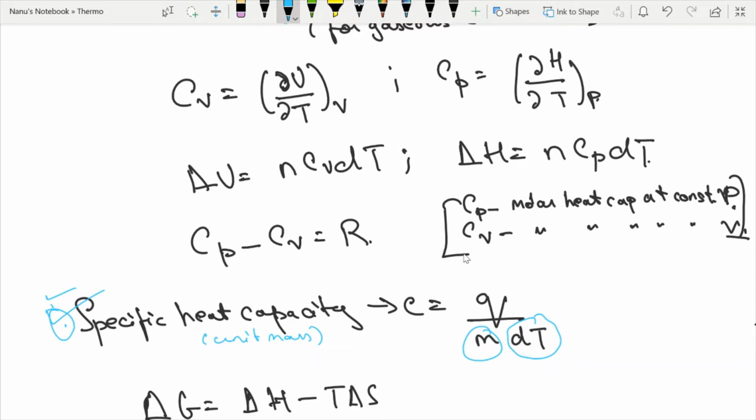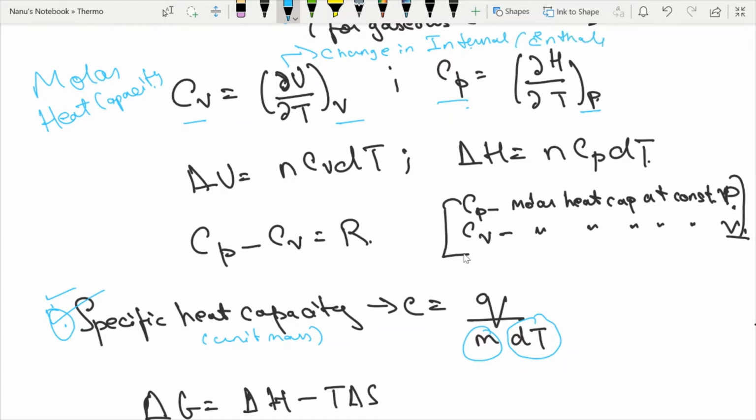But for molar heat capacity, all these Cv, Cp, these are all molar heat capacity, at constant volume and constant pressure. For constant volume we have Cv, for constant pressure we have Cp, and the only difference is for Cv we take the change in internal energy, and for Cp we take the change in enthalpy. So remember these two differences, internal energy or enthalpy, right? And depending on these equations only we are getting this, right?